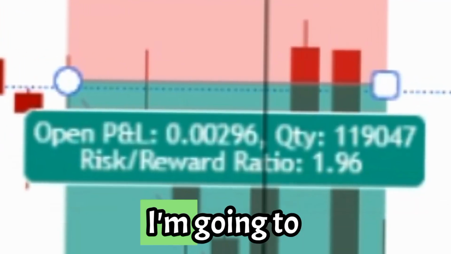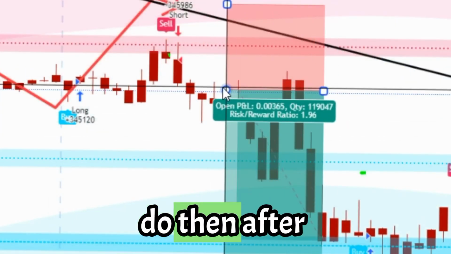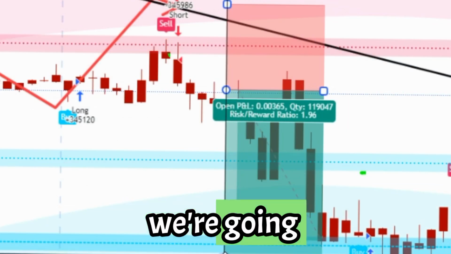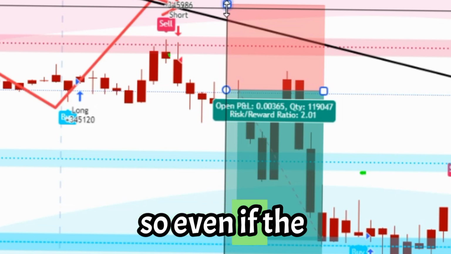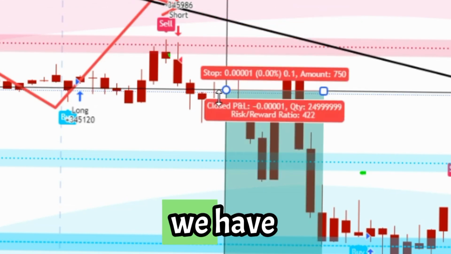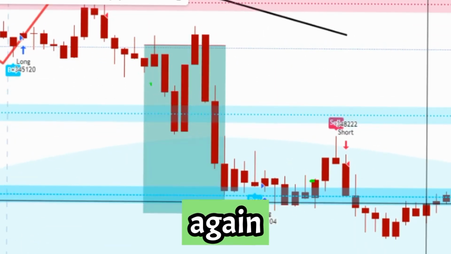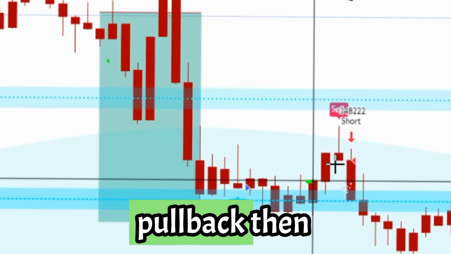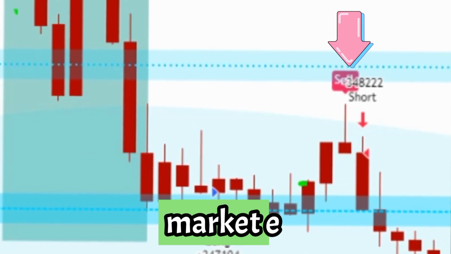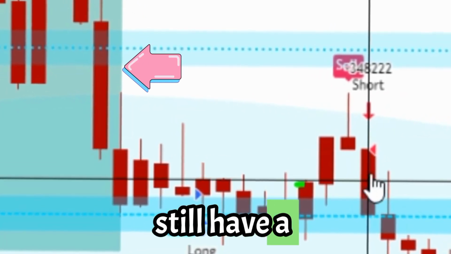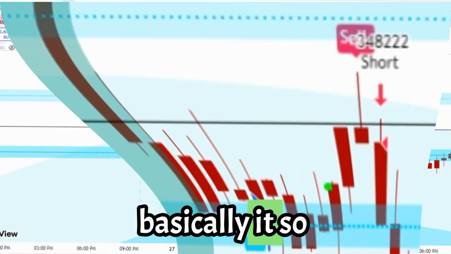But what I'm going to do is take a partial position. That's what I would advise you to do. Then after that, you are going to move your entry to break even. So even if the market is coming back, you will have nothing to lose. You can see the market pulled back again. So you wait for this pullback, then you can enter another market here. Meanwhile, you still have a trade running. So that's basically it.